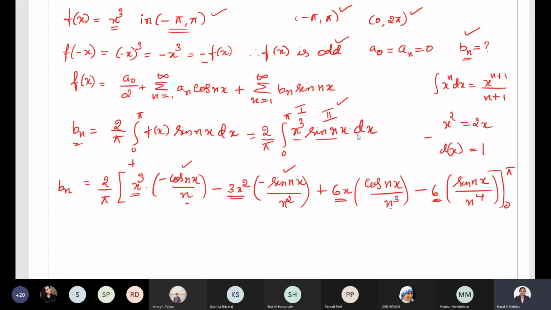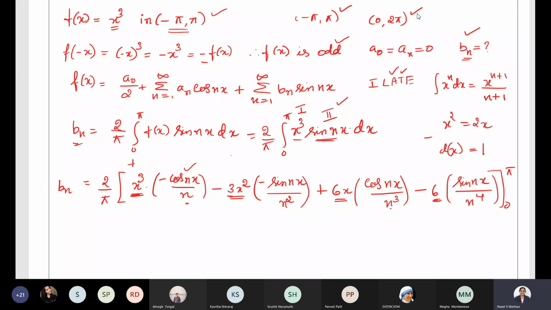So what we do is, listen to me carefully. According to Bernoulli's rule, suppose we have to find the integral of the product of two functions. What you need to do is take the first and the second term, and according to Euler rule, algebraic term comes first, trigonometric term comes second. So first term algebraic term, that is x cube. Second term is the trigonometric term, that is sine. So take the first term as x cube, and according to Bernoulli's rule, first term keep it as it is. Integrate sine nx. Integration of sine nx is minus cos nx divided by n.